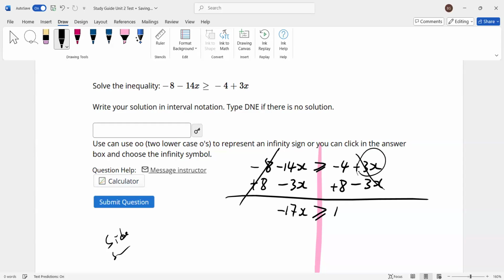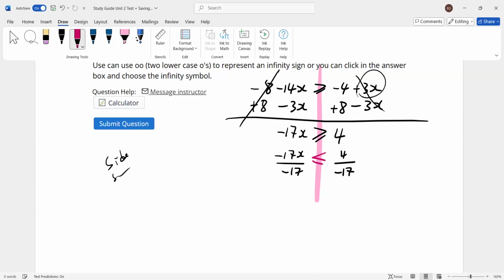So they cancel, and here is a 4. Negative 17x bigger than or equal to 4. And very, very important, when we divide each side of an inequality by the same negative number, we must remember to do something special: you flip the direction of the inequality symbol. So we divide by negative 17 to get rid of the coefficient. Then we can isolate x on the left side. But this time x is less than or equal to negative 4 over 17.